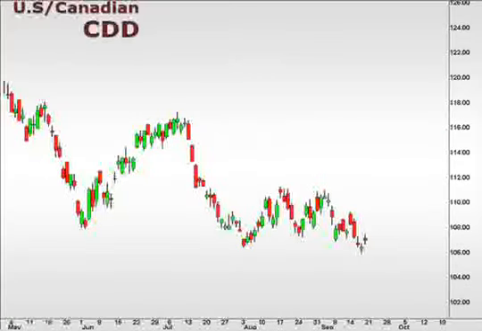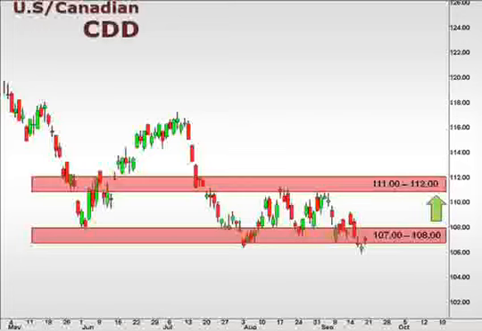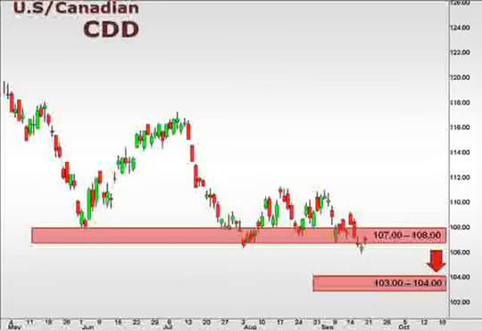Let's take a look at the CDD, the US versus the Canadian dollar, and we still remain within that 107-108 focal zone, suggesting a very strong support here. Now at this point, if we are able to break back within that 108 zone, then we are likely to test 111-112 to the upside. If the pair value is unable to strengthen and hold this level, the 103-104 focal zone remains our next downside target.